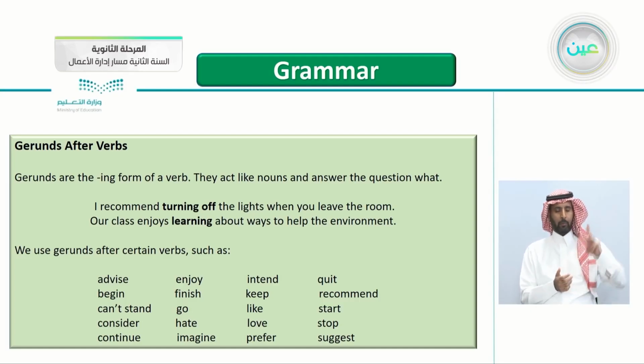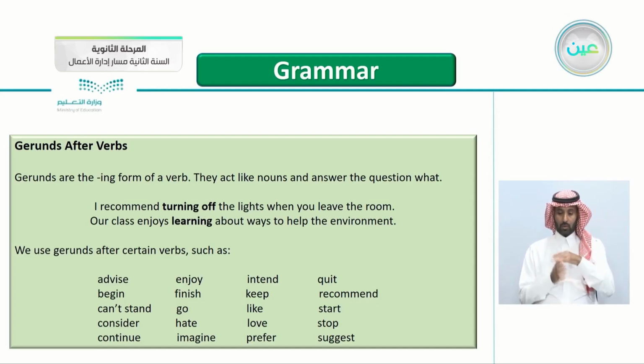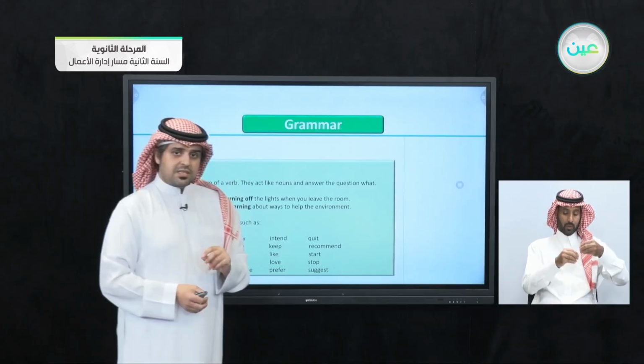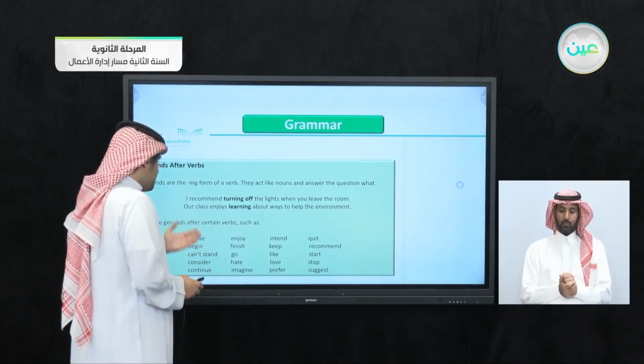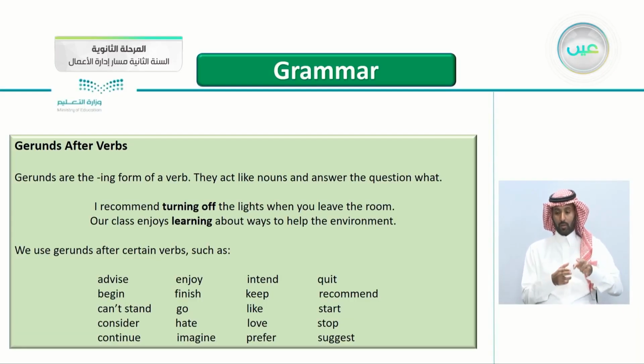For example, I recommend turning off the lights when you leave the room. Our class enjoys learning about ways to help the environment. So, I recommend turning off: this is a gerund here, acting as a noun. Our class enjoys learning. We use gerunds after certain verbs, for example advise, begin, can't stand, consider, continue, enjoy, finish, go, hate, imagine, etc. When you say, I enjoy swimming, swimming here is a gerund. It's a verb acting as a noun. I enjoy swimming. I enjoy playing football, and so on.